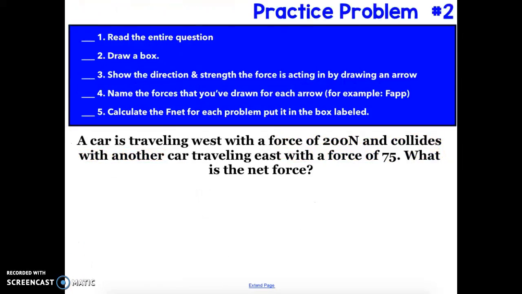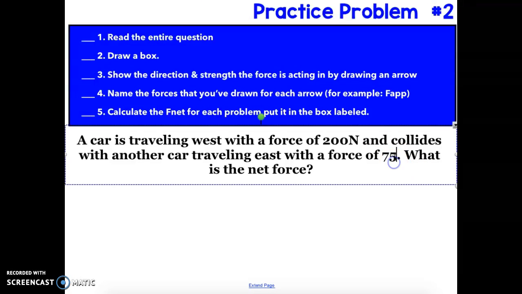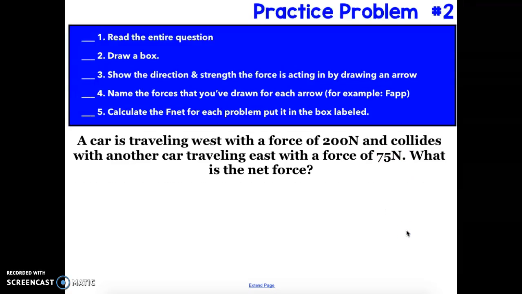All right, so now we're going to work on practice problem number 2. It says a car is traveling west with a force of 200 newtons and collides with another car that is traveling east with a force of 75 newtons. What is the net force? Okay, so not only do I have to find the net force, but I need to draw my free body diagram. So first of all, I read the entire question, so that's done.